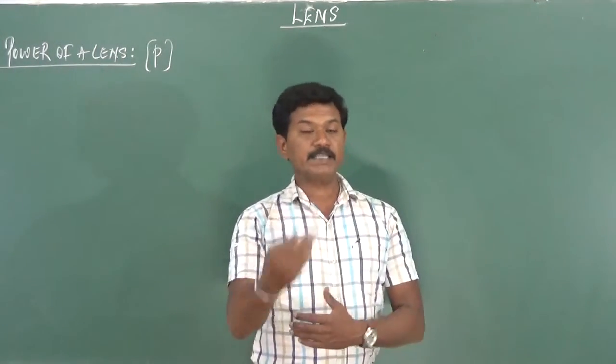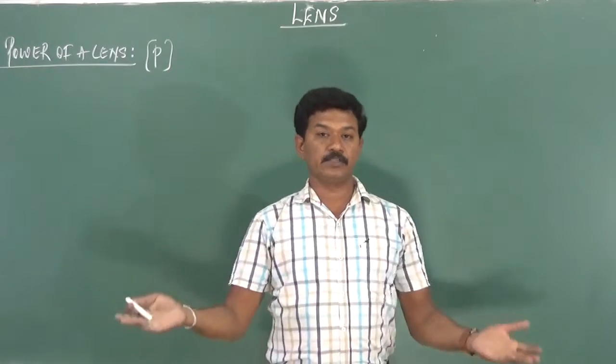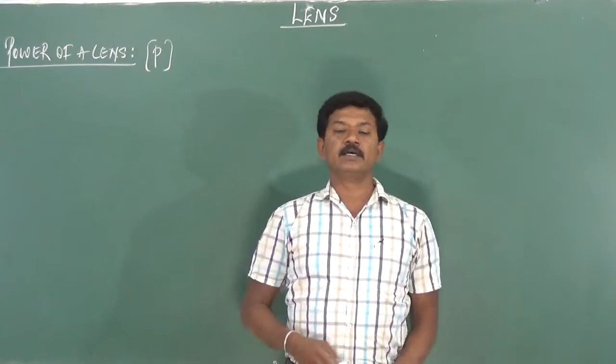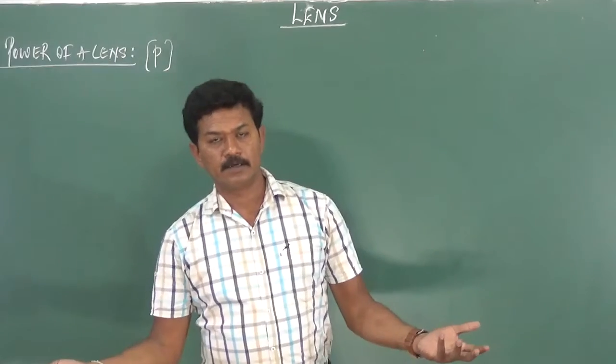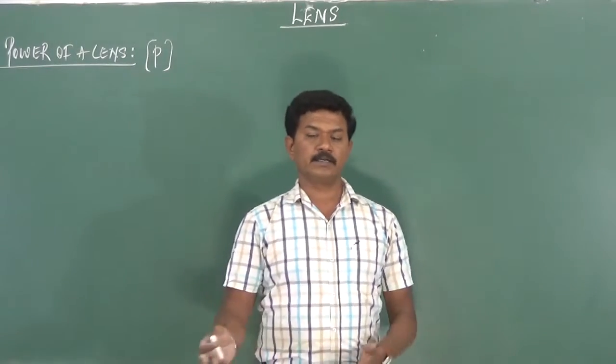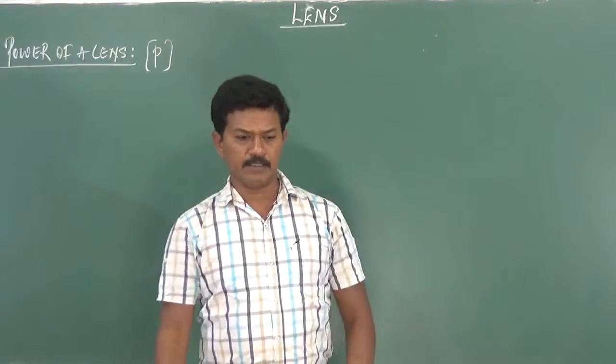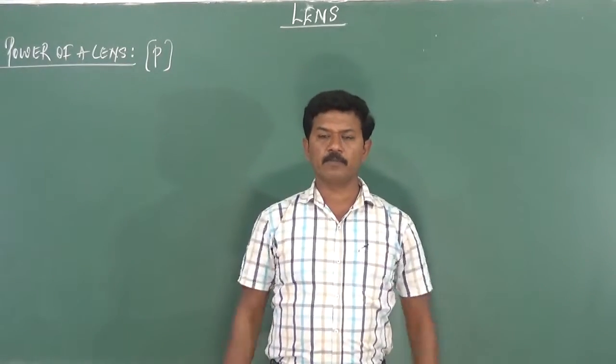So here, how to define this? This is the general definition that I gave you. Generally when somebody asks you, "What is power of a lens?" you say, "Sir, power of a lens is nothing but the ability of a lens to converge or divert the light rays which are falling on it." It is called the power of a lens, represented by the letter P. That is a general talk about power of a lens.